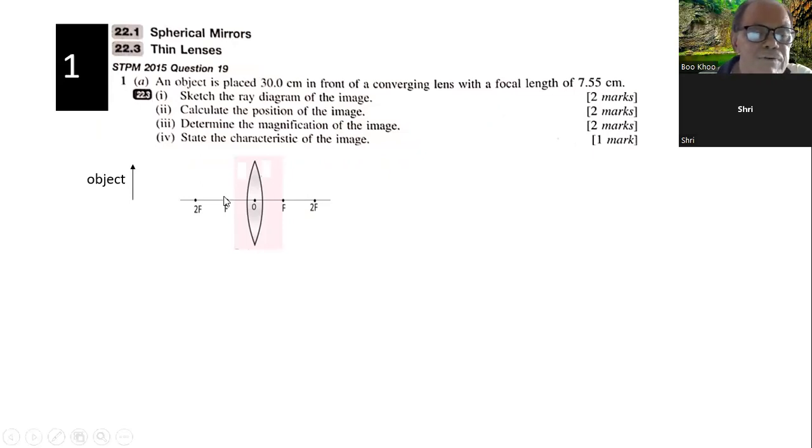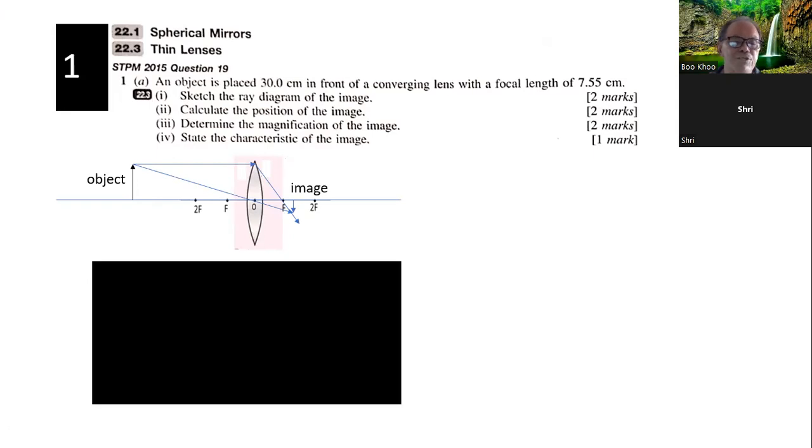Right? That's your focus. That's double the focal length. So this 30 cm is about 4 times the focal length. Draw a ray parallel to the axis that passes through the principal focus. Then this one, go to the optical center directly and draw. It should be inverted. And calculate the position of the image. That's all you are required to do.